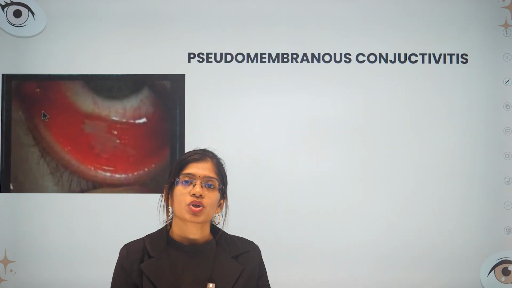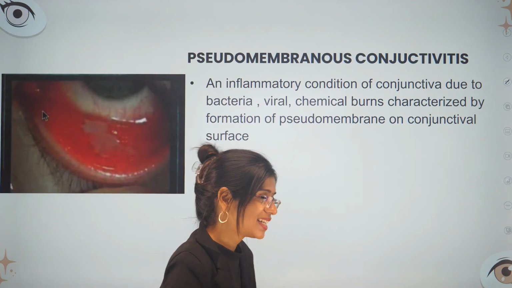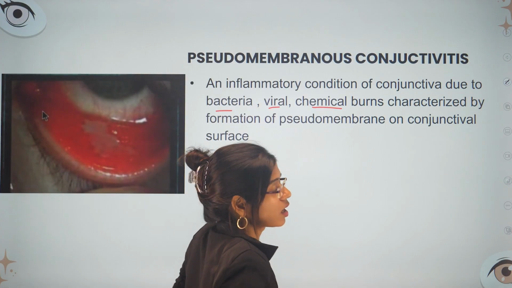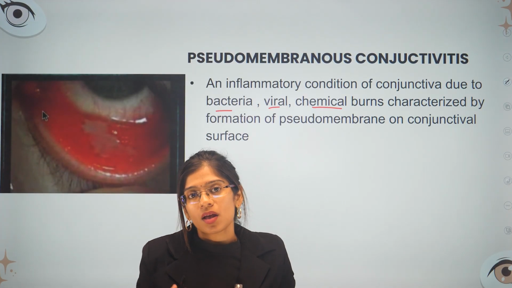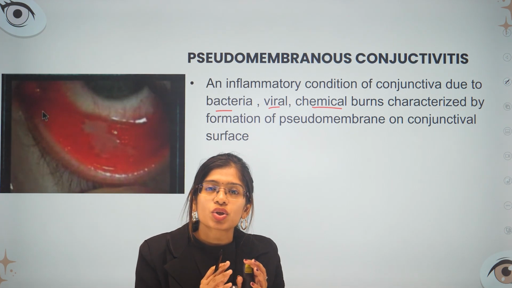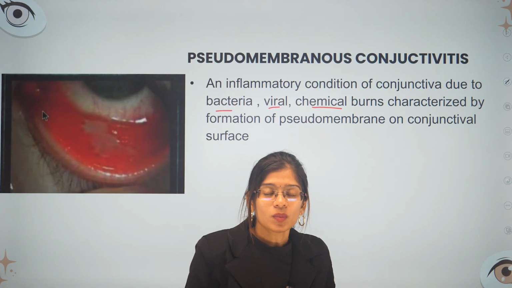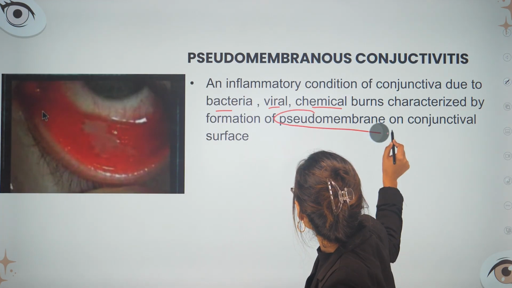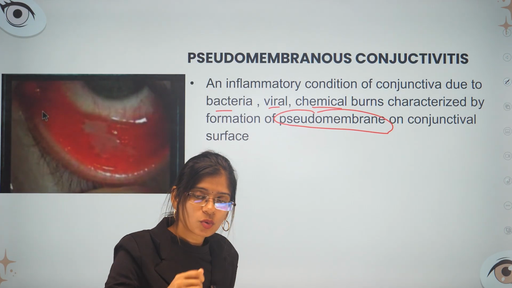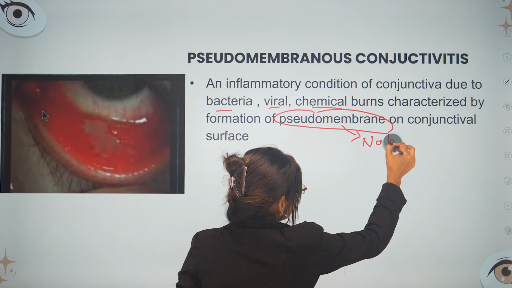Pseudomembranous conjunctivitis means that because of a bacterial infection, a viral infection, or chemical burns on the eye, an inflammatory reaction occurs on the conjunctiva and a pseudomembrane is formed on the conjunctival surface. A pseudomembrane is a false membrane. When you try to remove that membrane from the eyes, there will be no bleeding.